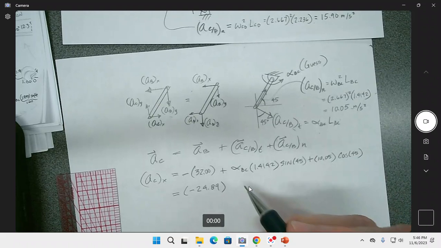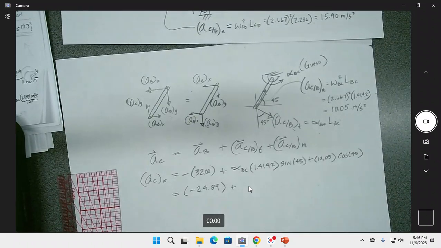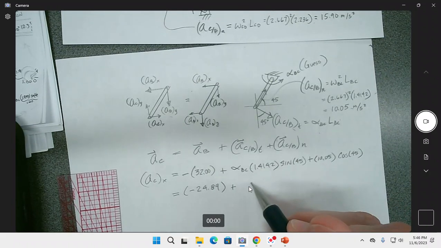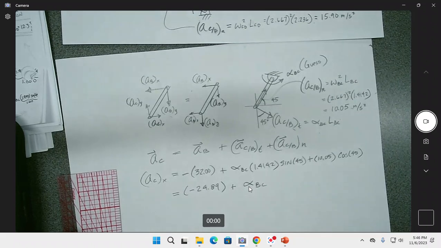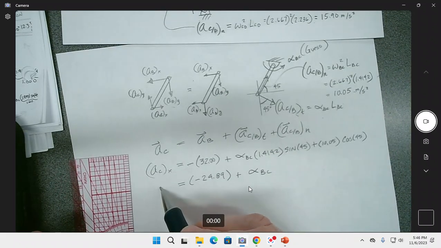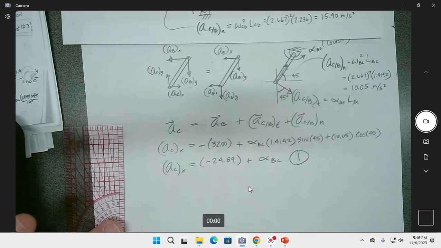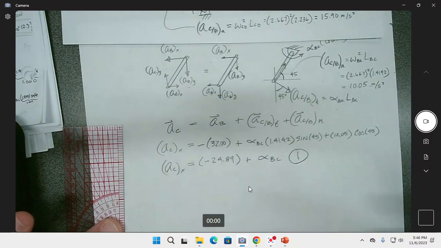24.89 plus, and I think this 45 is going to equal 1 right there, right? If you multiply the sine of 45 times 1.4142, it should be equal to 1, right? So it's just alpha BC. Acceleration of c in the x direction, so go there. All right, so this, we might call that equation 1, because we have these two unknowns, so we'll put a pin in it.